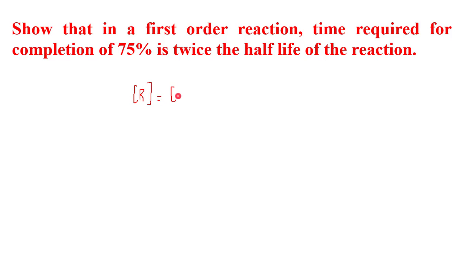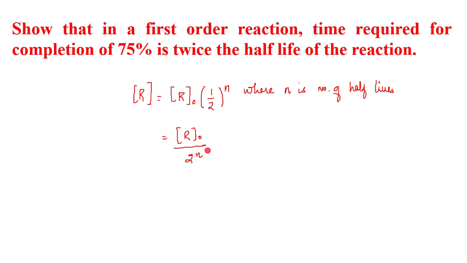R is equal to R naught into 1 by 2 raised to n, where n is the number of half-lives. N is the number of half-lives, right? Or you can also write it as R naught divided by 2 raised to n, right? N stands for number of half-lives. Okay. So here, using this formula, you can calculate how much reactant is left out after a certain number of half-lives. R stands for amount of reactant left out, R naught is initial concentration, and n is number of half-lives.